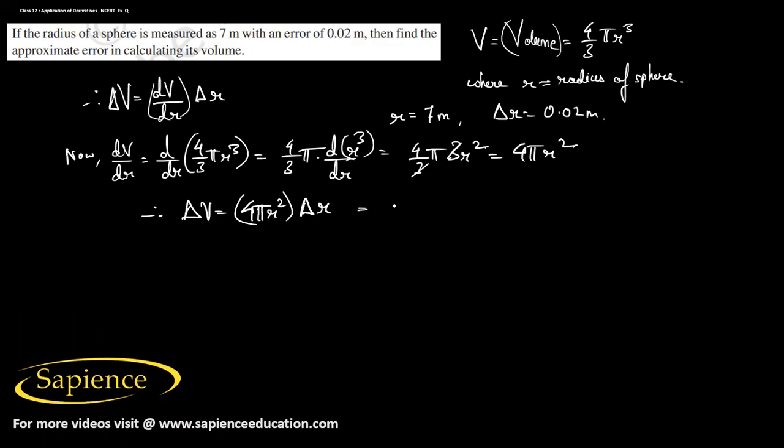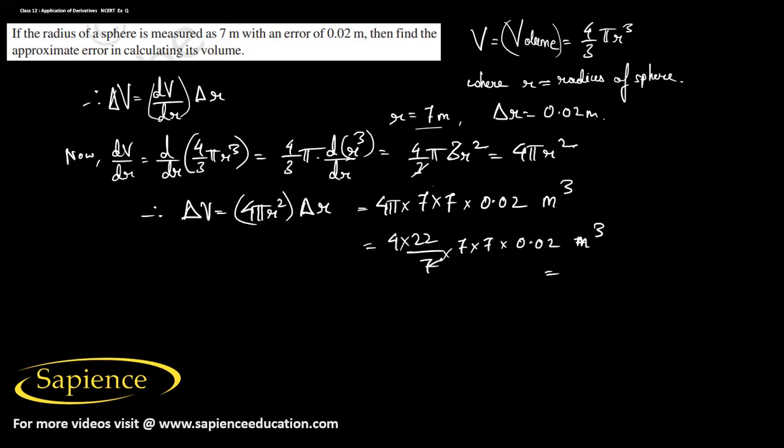So r is 7, so that is 4 pi into 7 into 7 into delta r, which is 0.02 meter cube. So pi, we can write as 22 by 7. So 22 by 7 into 7 into 7 into 0.02 meter cube. So that will be equal to, 7 and 7 will cancel. Then 4 into 22 is 88, into 7 into 0.02 meter cube.